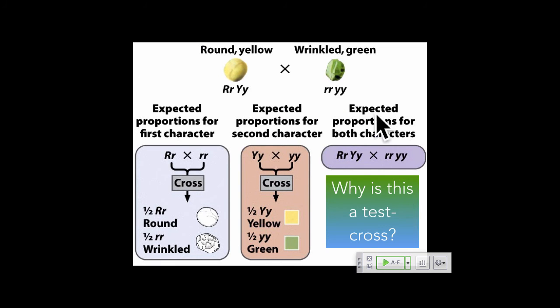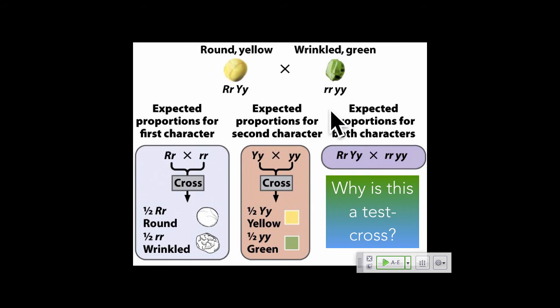All right. Here's another one. Is this a test cross? Yes. Because it's homozygous recessive, but for two traits. So as long as it's homozygous recessive for all the traits you're looking at, this would be a test cross. Apply exactly the same thing.